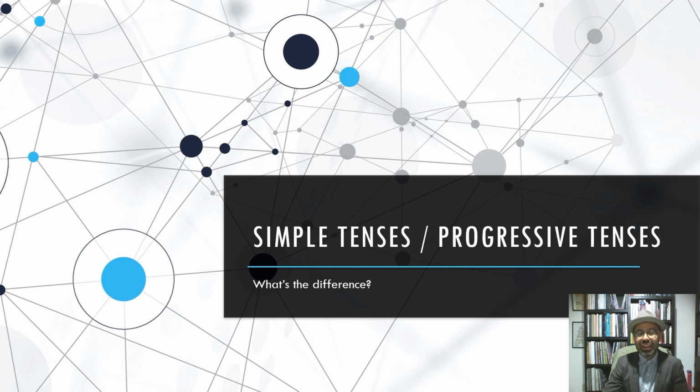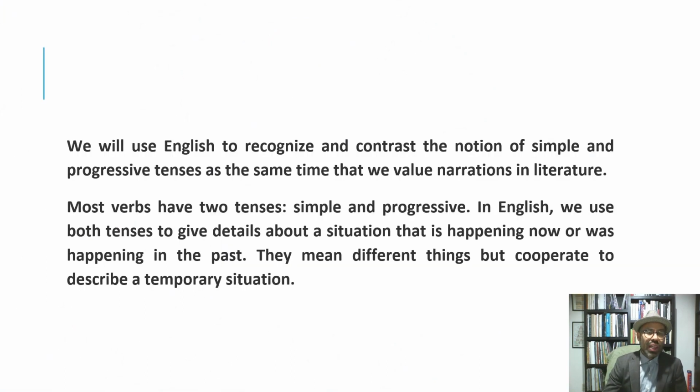So, let's begin. We will use English to recognize and contrast the notion of simple and progressive tenses at the same time that we value narrations in literature. This is something very important if you're interested in writing. Most verbs have two tenses, simple and progressive. In English, we use both tenses to give details about a situation that is happening now or was happening in the past. They mean different things, but cooperate to describe a temporary situation.